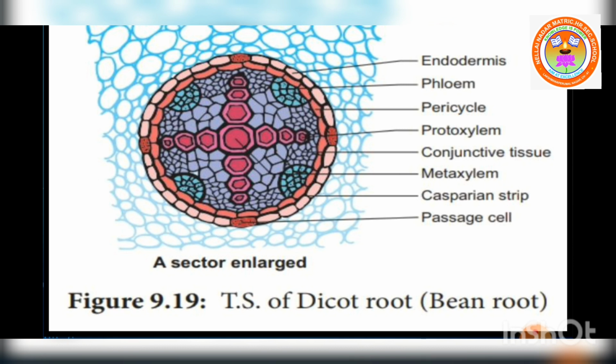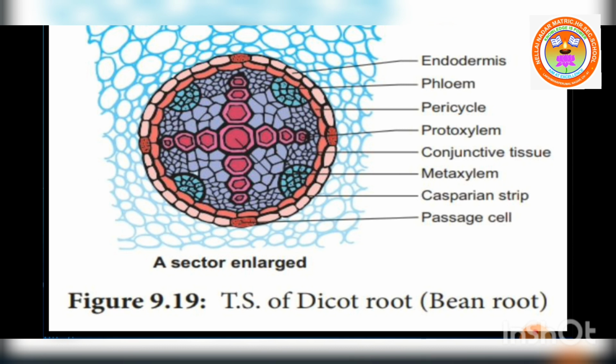Pericycle. Inner to endodermis lies a single layer of pericycle. It is also made up of parenchyma cells which are compactly arranged without any intercellular spaces. It is the site of origin of lateral roots. Outermost layer of stele is pericycle. Innermost layer of cortex is endodermis. Next to pericycle, we can see vascular bundle.